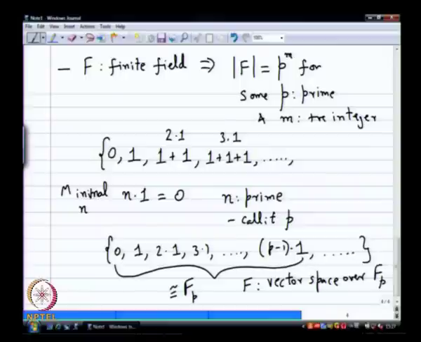Now that is enough to show that size of F has to be equal to P power m for some positive integer m, yes or no? No. See, F is a finite set, so it is a finite dimensional vector space over Fp, which means what, there will be some dimension for it, okay. So you will have, let us say m is the dimension, okay. If you have dimension m for a vector space over Fp, it has to have only P power m elements. How will I know that?